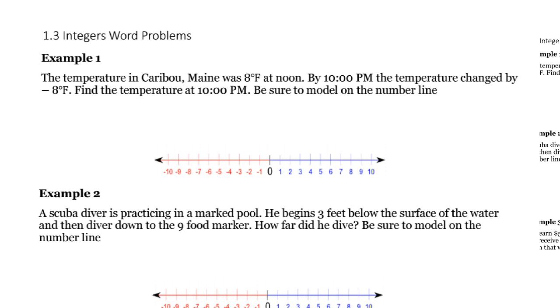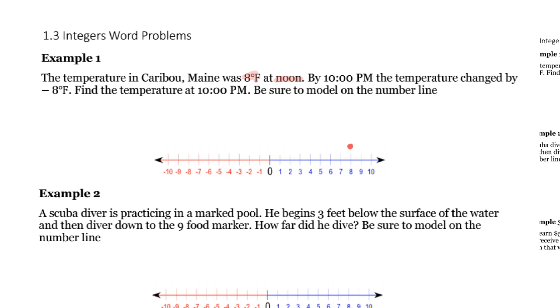All right, so first thing we need to do is figure out where it started, or what time comes first. Does noon or 10 p.m. come first? Hopefully you're saying noon comes first. So we know at noon it was 8 degrees Fahrenheit. So that's where I'm going to start my arrow, at 8 degrees Fahrenheit. Okay, and then what happens to it?